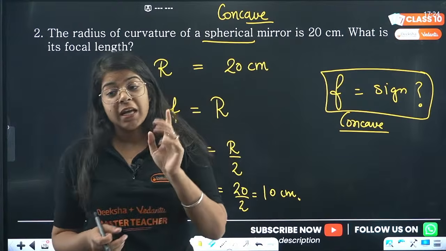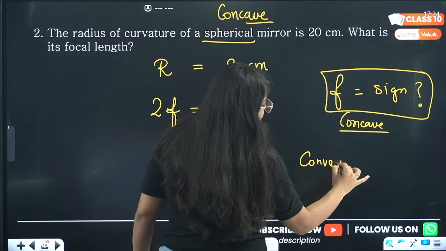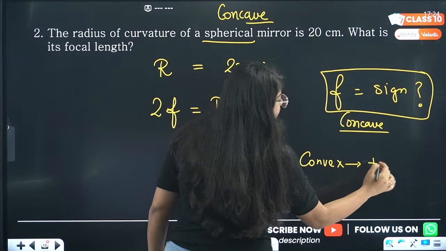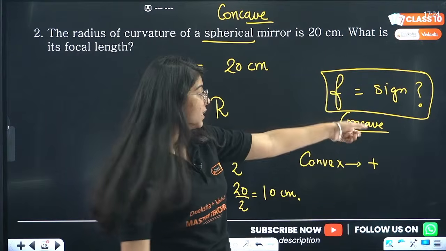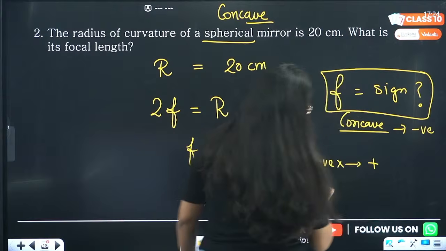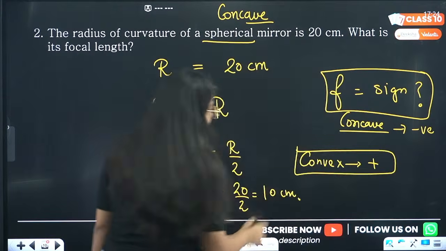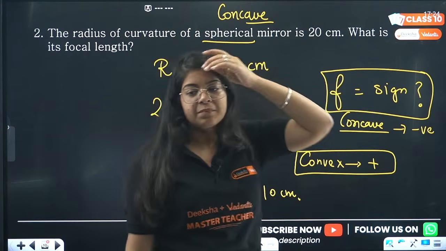See, we remember for convex, we rotated this X and that is plus, but here we have concave, so this is negative. So focal length will be negative 10 centimeter if the mirror is concave.